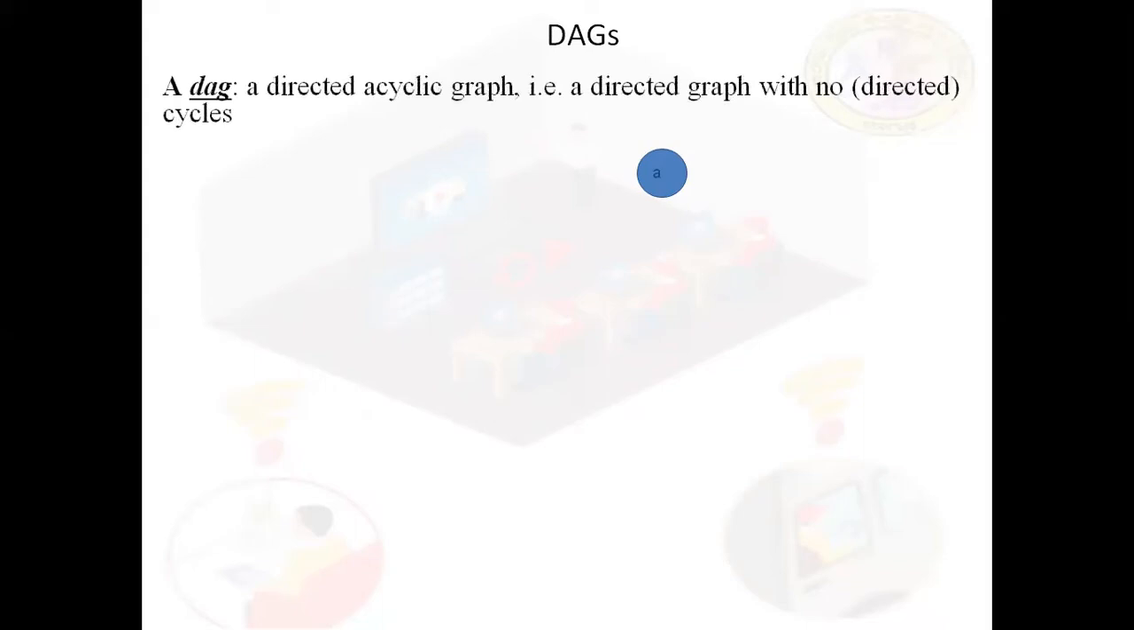Now let us have a look at what a directed acyclic graph is. We have seen the directed graph. Now we'll look at directed acyclic graphs. A directed acyclic graph, or DAG, is a directed graph with no directed cycles. If we are not having any cycles in a directed graph, then such graphs are called directed acyclic graphs.